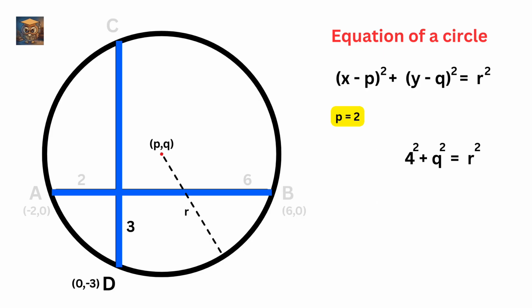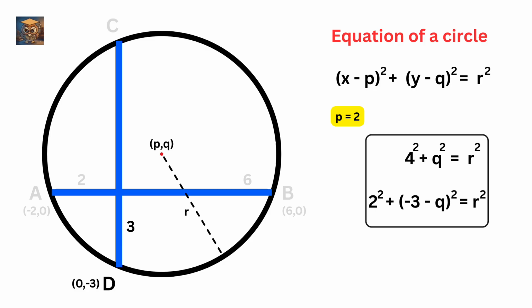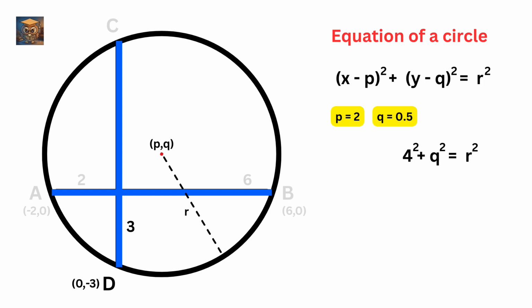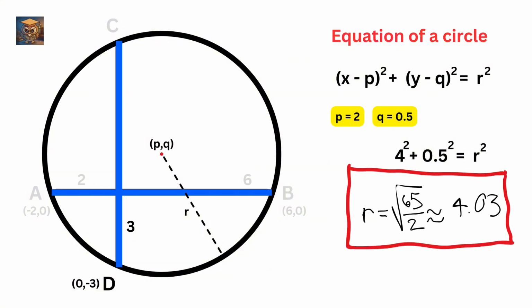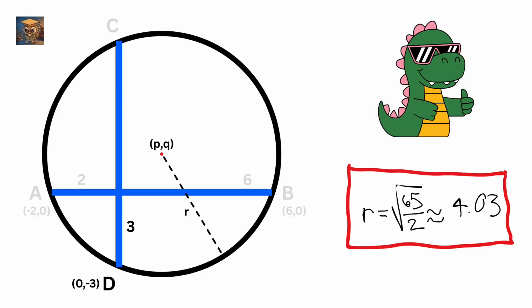Now we use point D in the same formula to get a third equation. We simplify using p equals 2, subtract again, and we find that q equals 0.5. Finally, with p equal to 2 and q equal to 0.5, we can go ahead and plug both values into the original circle equation. After the arithmetic, we get the radius r equals the square root of 65 over 2, which is approximately 4.03. And that is the radius of the circle.